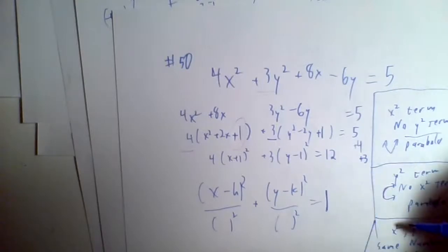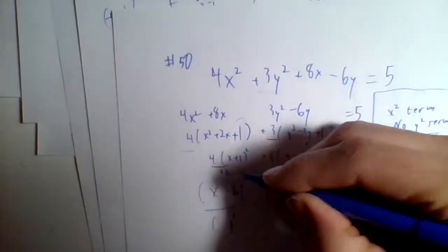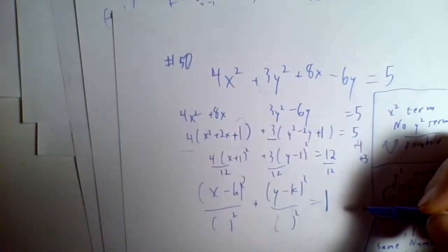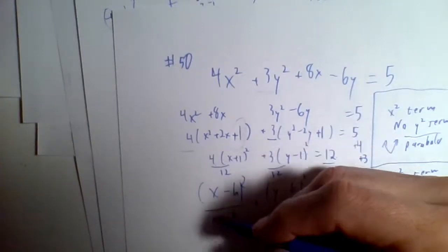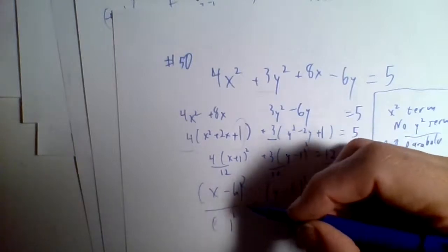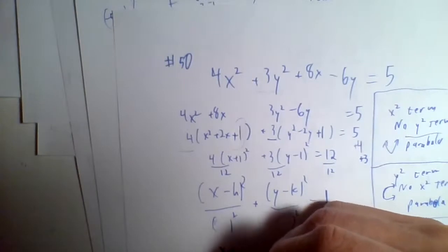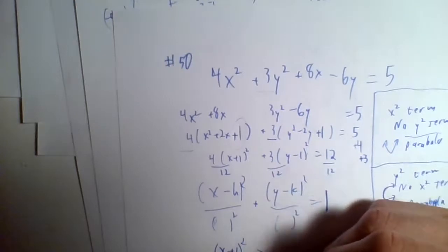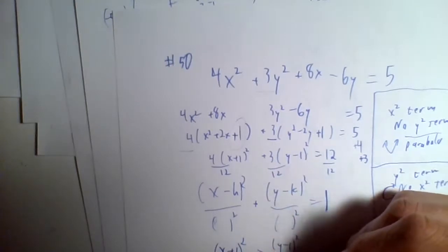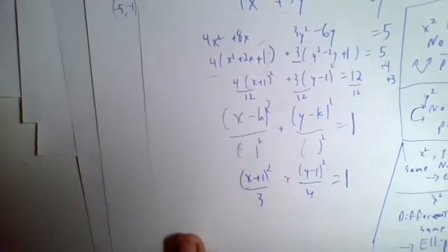I need to have 1, so I'm going to divide by 12. Whatever number you end up with, you can divide by it everywhere, and you'll have something that simplifies a little bit. Well, the numbers come out nice on this one. 4 over 12 is 1 over 3, so it's 3 in the denominator. It's x plus 1 squared over 3. And this is 3 over 12 or 1/4. So this is y minus 1 squared over 4. And I got my 1, and now I'm in that perfect square form.